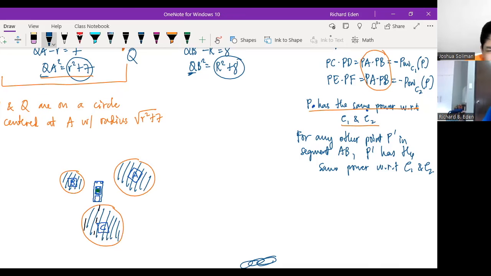So kunwari, the car is able to say, my power with respect to circle A is 10. My power with respect to circle B is 7. My power with respect to circle C is 8. Joshua, can you figure out my location?